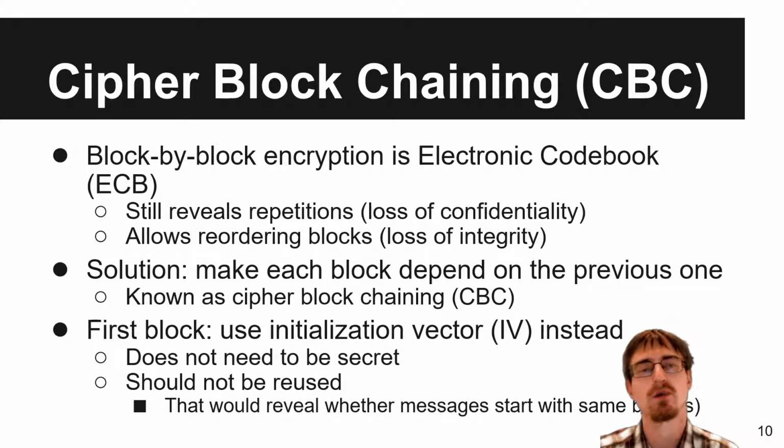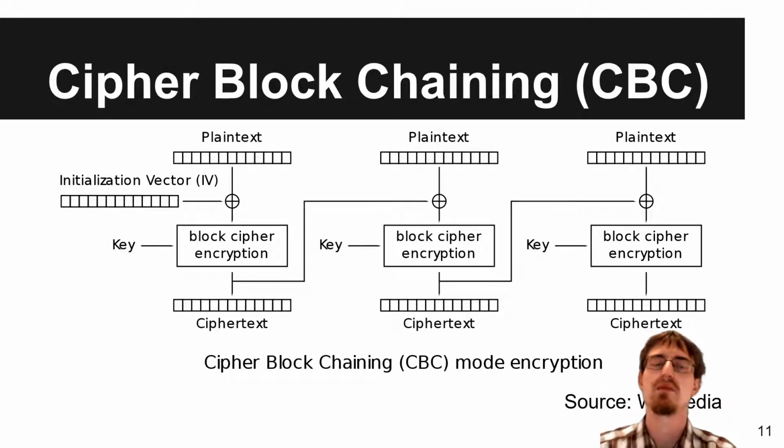For the first one, of course, there's no previous block, so instead what we use is something known as an initialization vector, or IV. Now the initialization vector does not need to be a secret, but should not be reused. If we reuse it, there's a risk that we can tell whether messages start with the same blocks, which defeats the purpose of what we're doing. So this is the CBC approach. So what we see is that each block is handled a bit differently with feedback from the previous block, or in the first case from the IV.